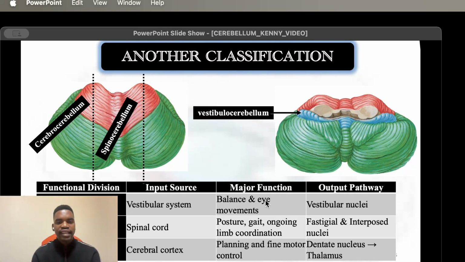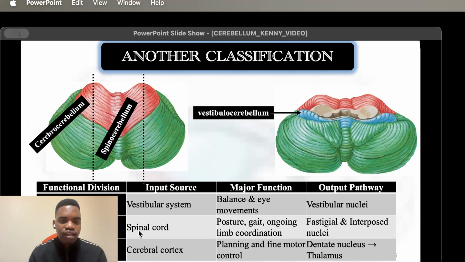So, summary: the vestibular cerebellum gets input from the vestibular system, but the main function is to control the balance and movement of the eyes. And it sends its output into the vestibular nuclei. The vestibular nuclei are found in the brainstem. And then the spinal cerebellum, as you see from the name spinal, gets its input from the spinal cord. It maintains the posture, gait, and ongoing limb coordination. But it gives its output through the fastigial and interposed nuclei.